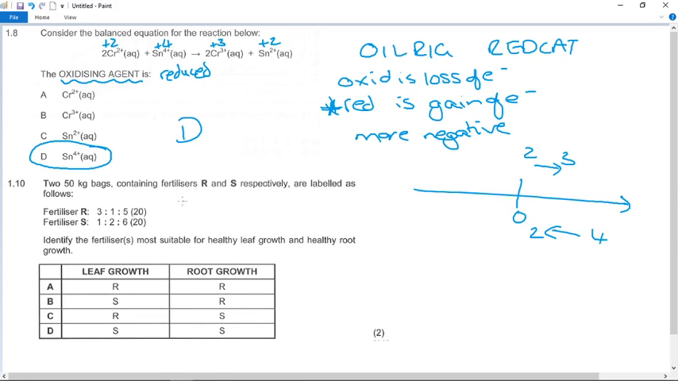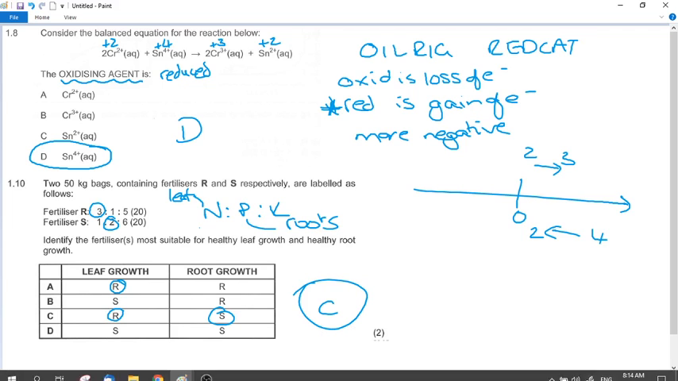Now, 1.10. 250 kilo bags containing fertilizers R and S respectively are labeled as follows. Yes, I know this is out of the curriculum, but just in case you're curious, this ratio is nitrogen, phosphorus, potassium, and we use nitrogen for leaves, and we use phosphorus for roots. So in order to answer this question, who's got the biggest nitrogen number? That is fertilizer R. Who has got the biggest P number for roots? It is fertilizer S. So this one, 1.10, the answer is C if we want to make leaves and roots.